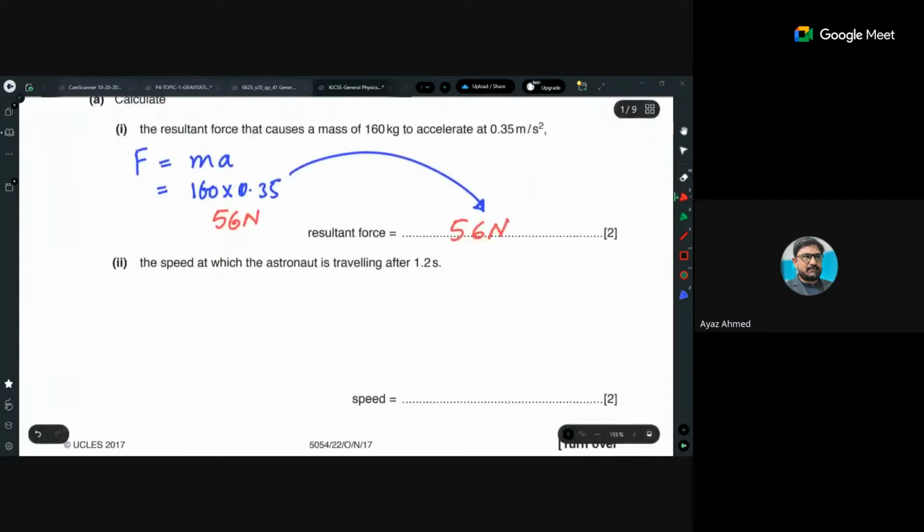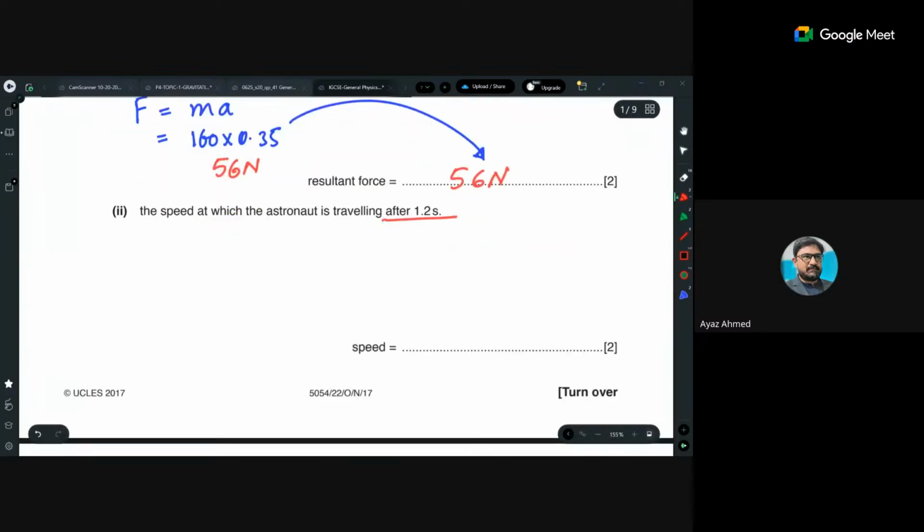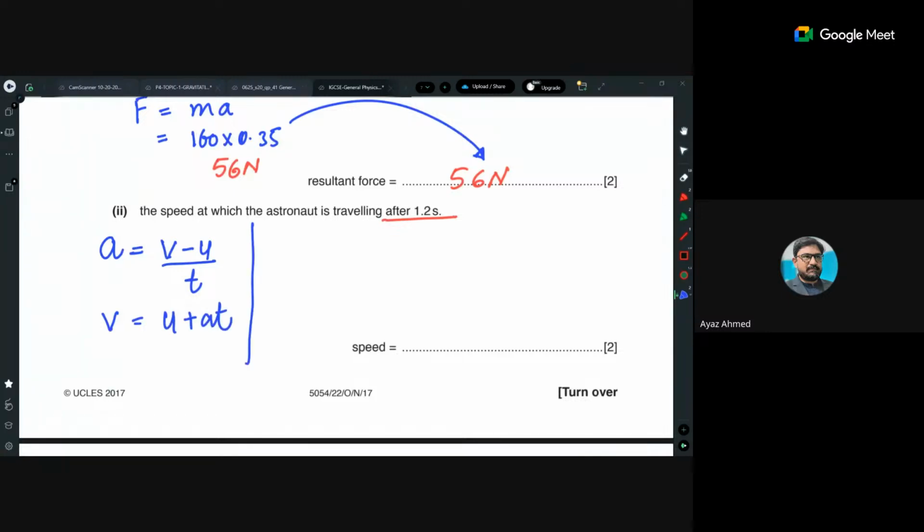Next, the speed at which the astronaut is traveling after 1.2 seconds. So you are supposed to calculate the final speed. Again, I will use the formula a equals (v minus u) upon t, and v will be equal to u plus at. Either you remember this equation or recall that one, it is the same thing. So for the final velocity, u is 0, and he is traveling at an acceleration of 0.35 for a time of 1.2 seconds. So what is your answer?